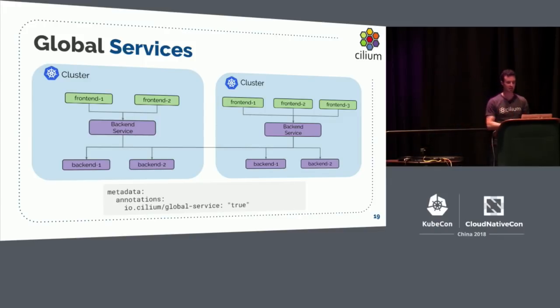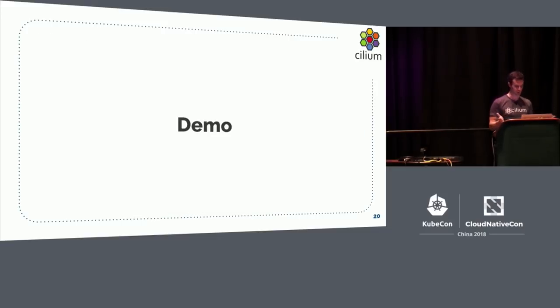So we can annotate a standard object. With this annotation, we're marking the backend service as global, and Cilium sees this and automatically does load balancing across clusters. Sounds good. Let's do a demo.